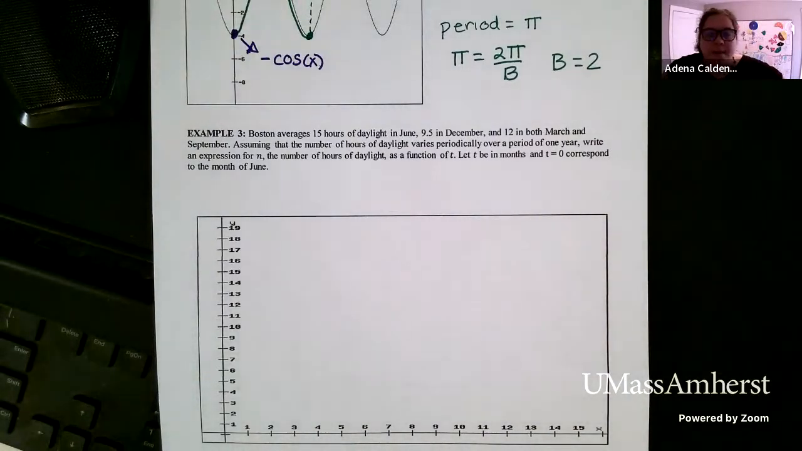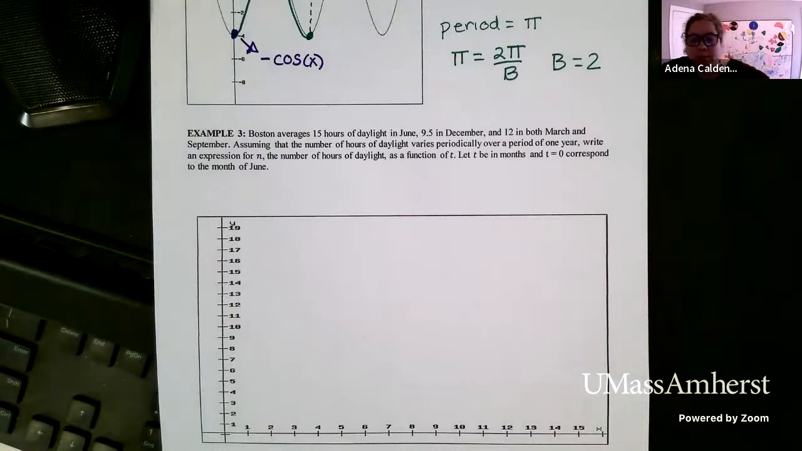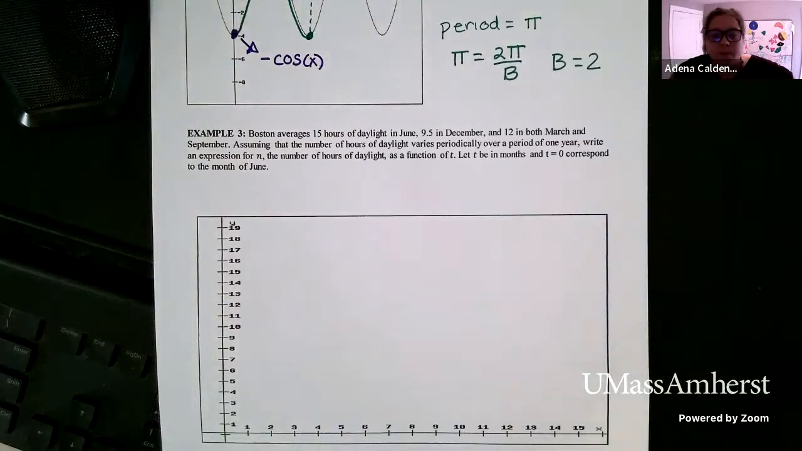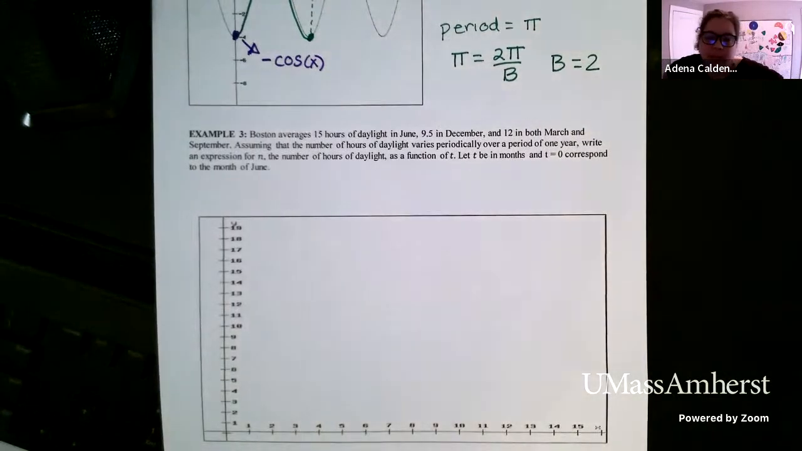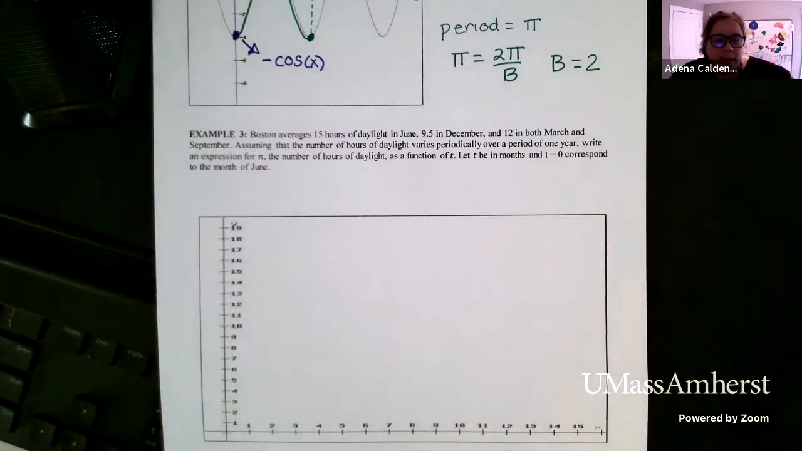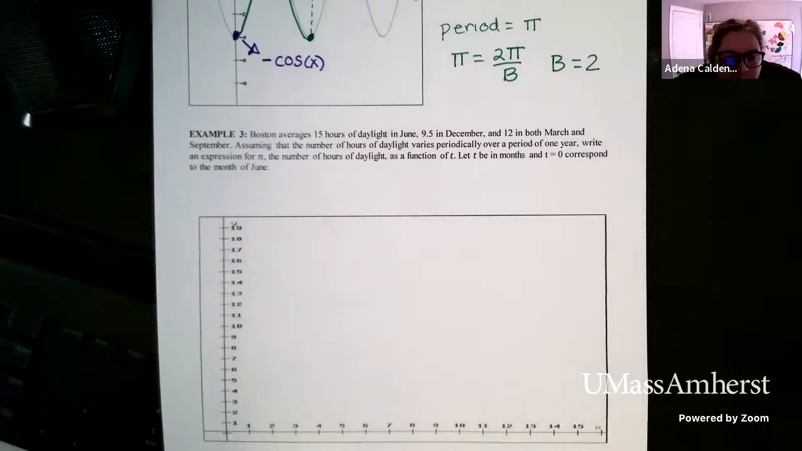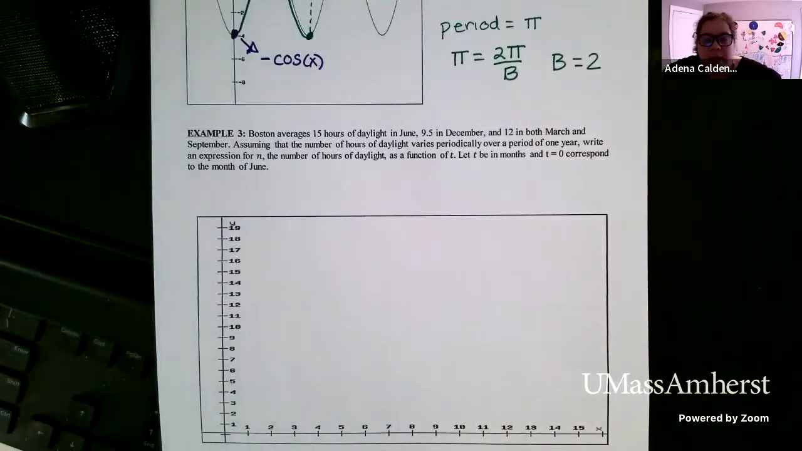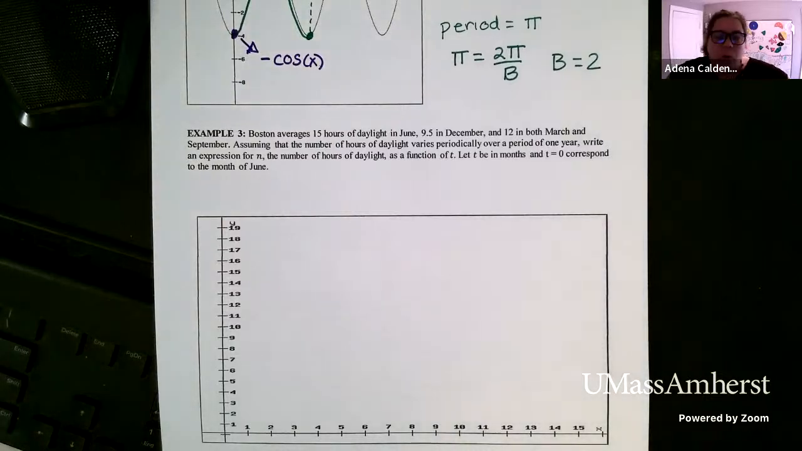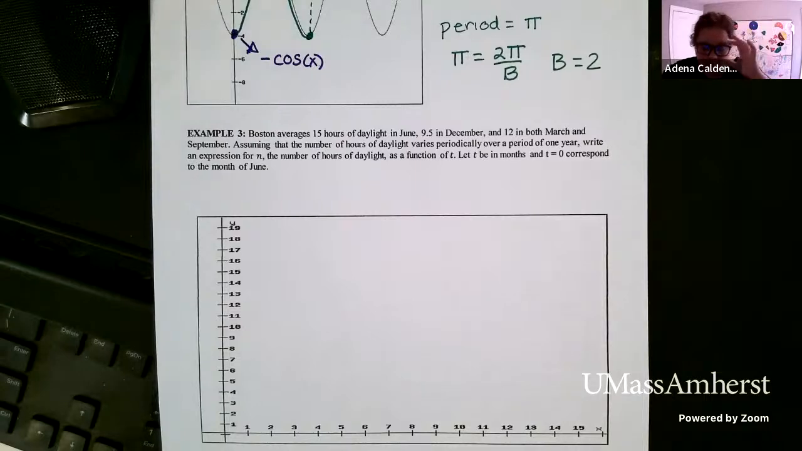So this says Boston averages 15 hours of daylight in June, 9.5 in December, and 12 in both March and September. Assuming that the number of hours of daylight varies periodically over a period of 1 year, write an expression for n, the number of hours of daylight, as a function of t. Let t be in months and t equals 0 corresponds to the month of June. Okay, so there's a lot of information here.